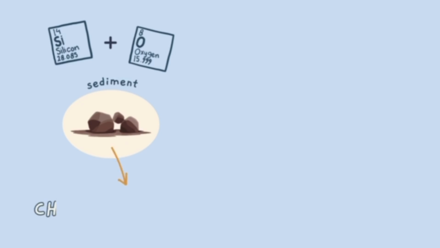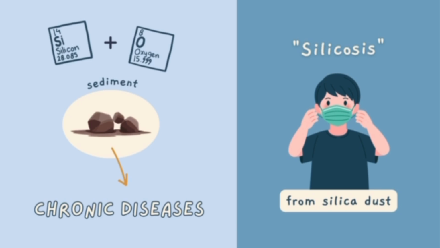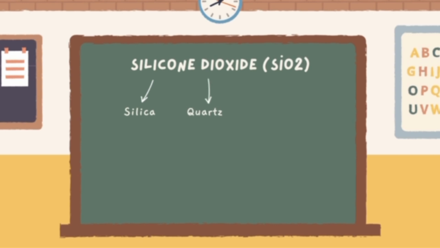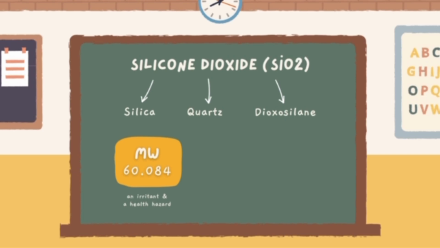Silicosis is a chronic respiratory disease brought on over time by fine particles of silica dust from quartz rock. The primary solid forms of silica are quartz, tridymite, and cristobalite. Silicon dioxide can also be called silica, quartz, or dioxosilane. The molecular weight of silicon dioxide is 60.084, and for chemical safety, this substance is an irritant and a health hazard. And this is what the structure of silicon dioxide looks like.